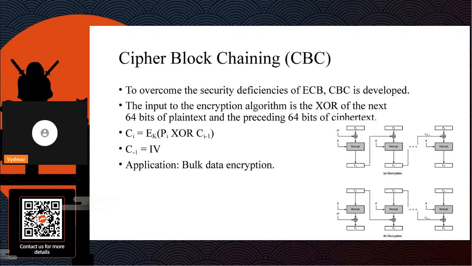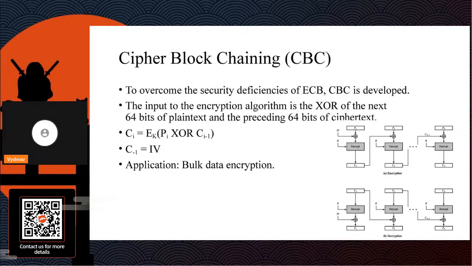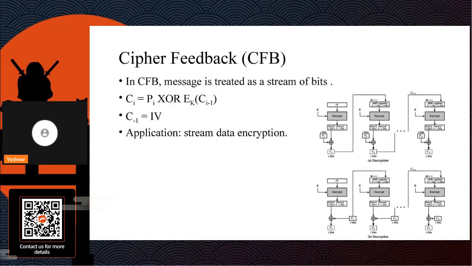But the thing is, if there is an error in ciphertext 1, then there will be an error in ciphertext 2 and so on. So that can be a disadvantage. Any change to a block affects all following ciphertext blocks. So that can be the disadvantage. Now, cipher feedback.